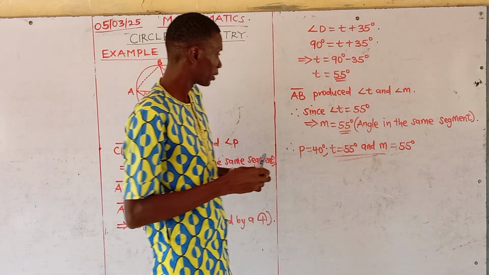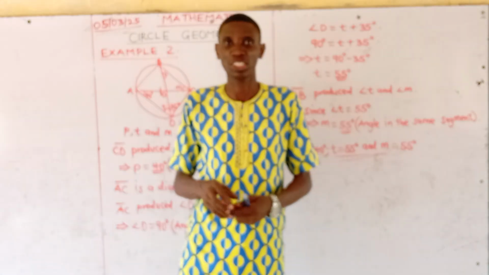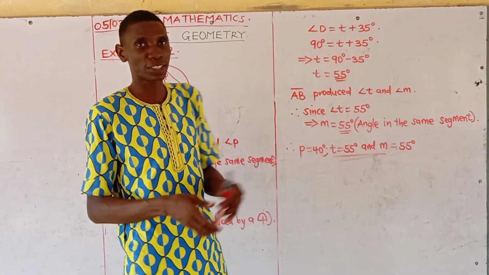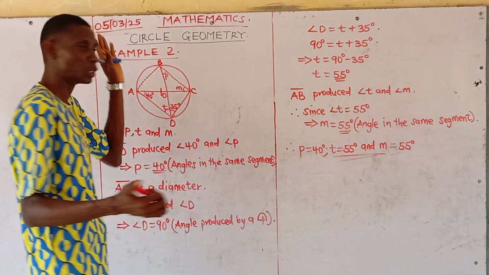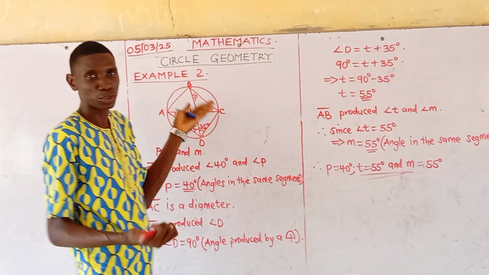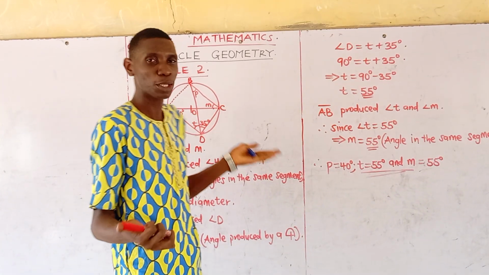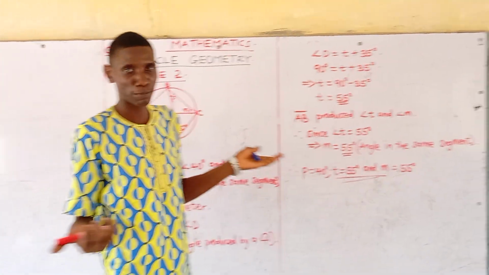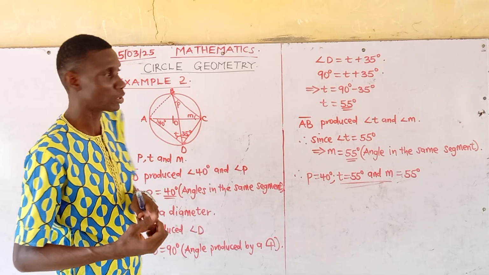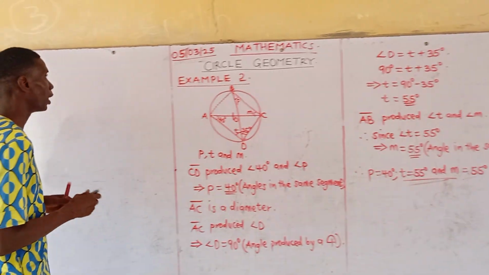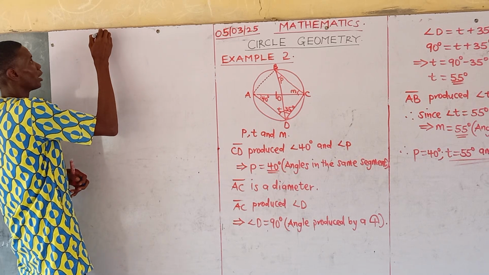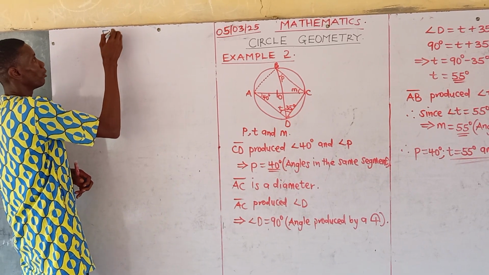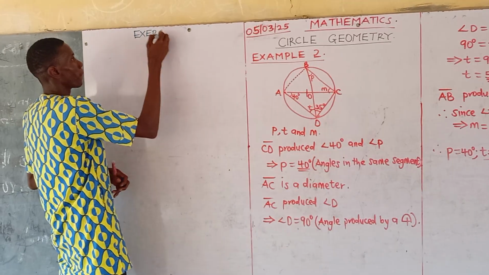So this is the end of today's work. You can see that is how we solve our circle geometry. Once you don't know the theorem, you don't know circle geometry. But once you know your theorems, then you are able to solve your circle geometry. Now, before we go, let me give you your own work to do. Try this exercise out and tell me your own answer.